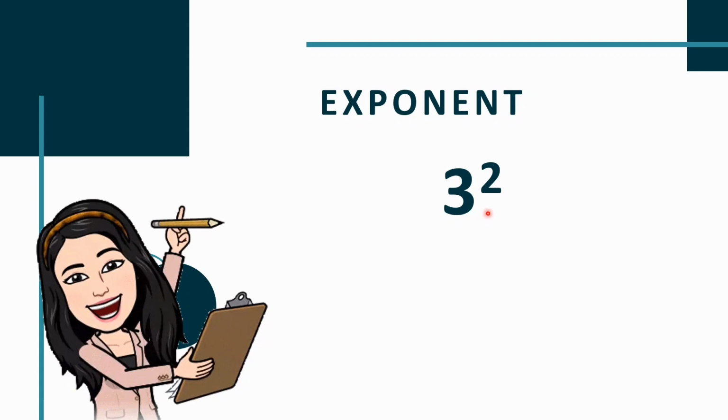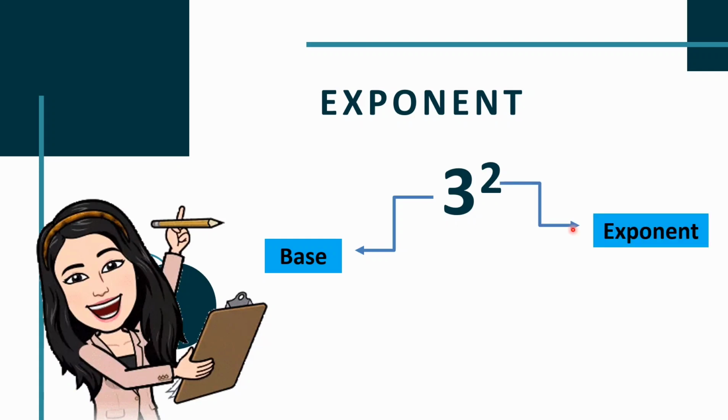We have 3 squared. So itong number 3 na nakasulat in regular number is what we call the base. Okay? So, how about this number 2 na nakasulat ng maliit na number written on the upper right corner of the base? Nasa taas na bahagi ng ating base. So, this is what we call the exponent.